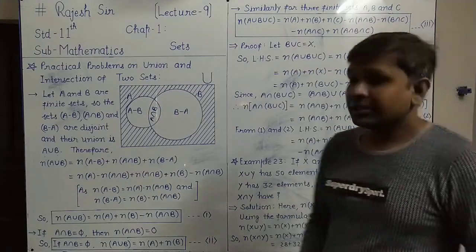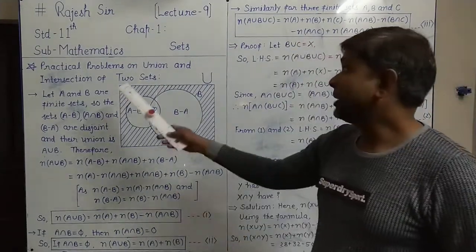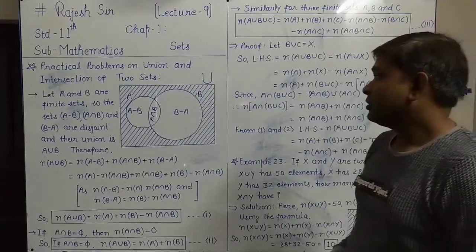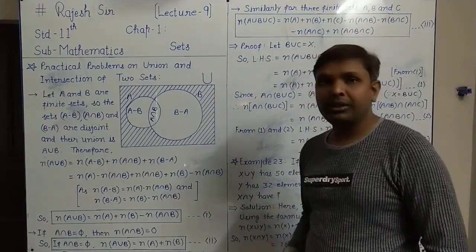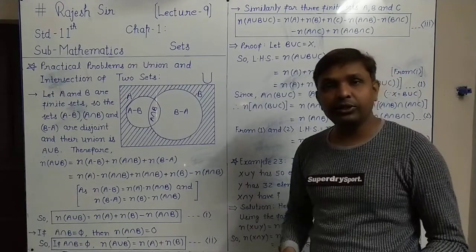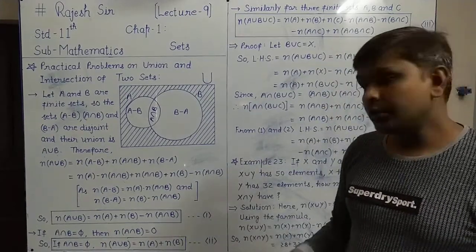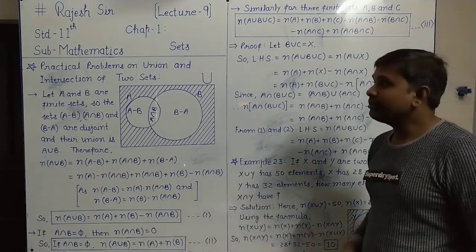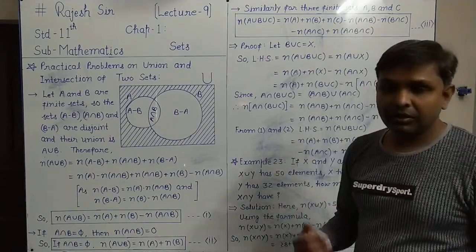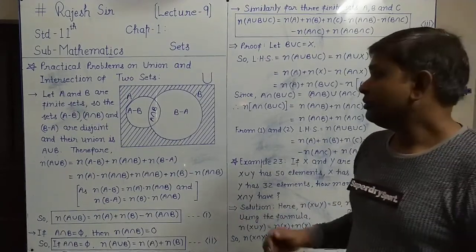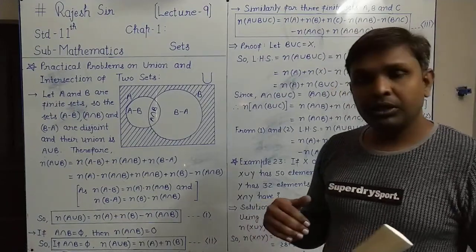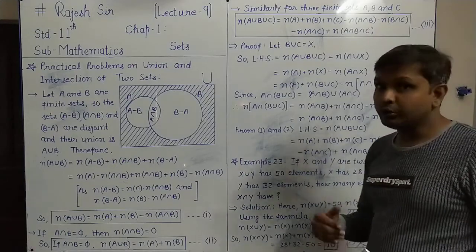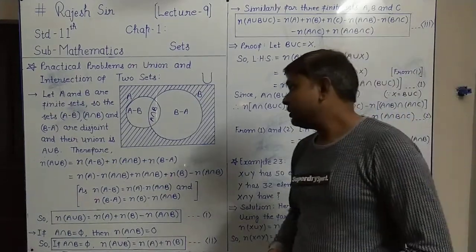In the last part of this chapter, we are going to see the practical problems on union and intersection of two sets. Some practical problems we will solve here using the intersection and union operations, and we will use all the laws here. So before solving the practical problems on union and intersection, we have to give the proof of some results. Some formula we have to derive here, that we will see.